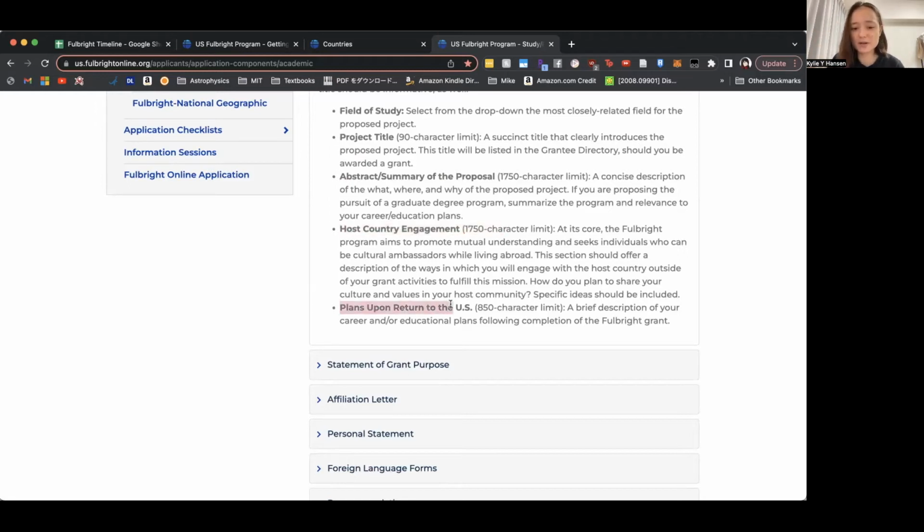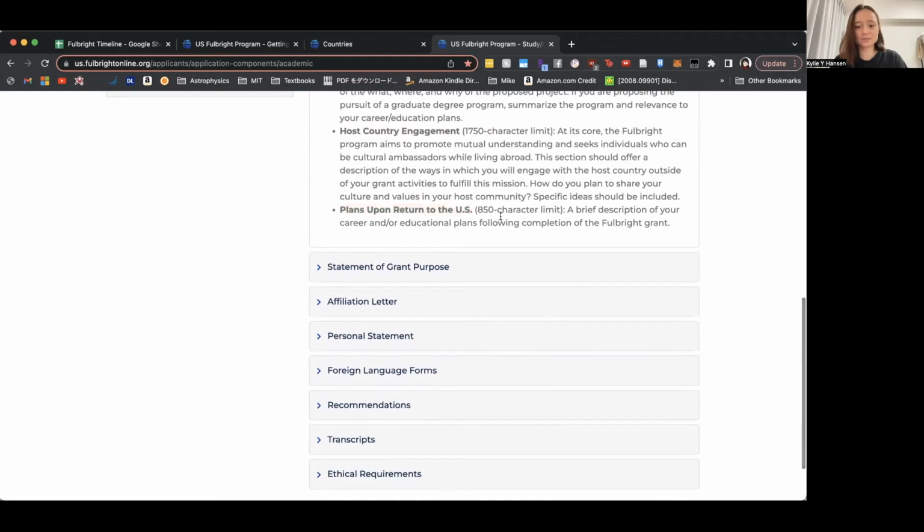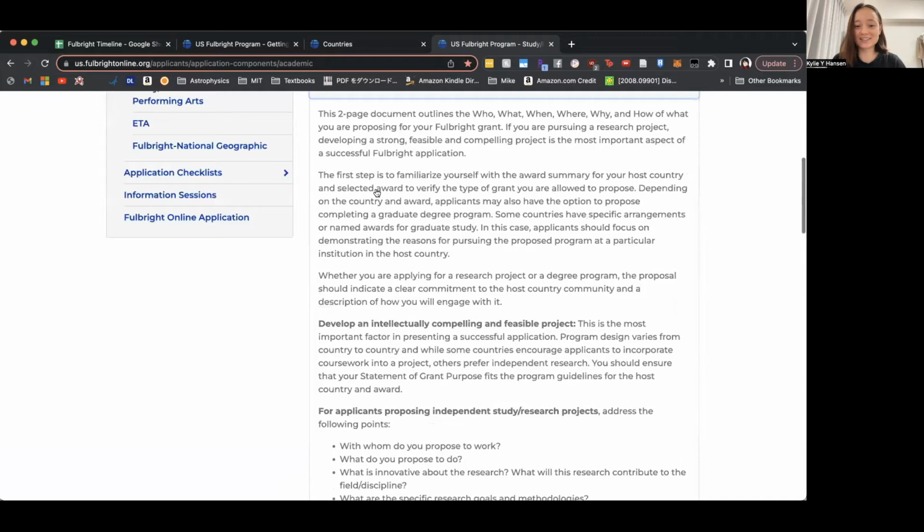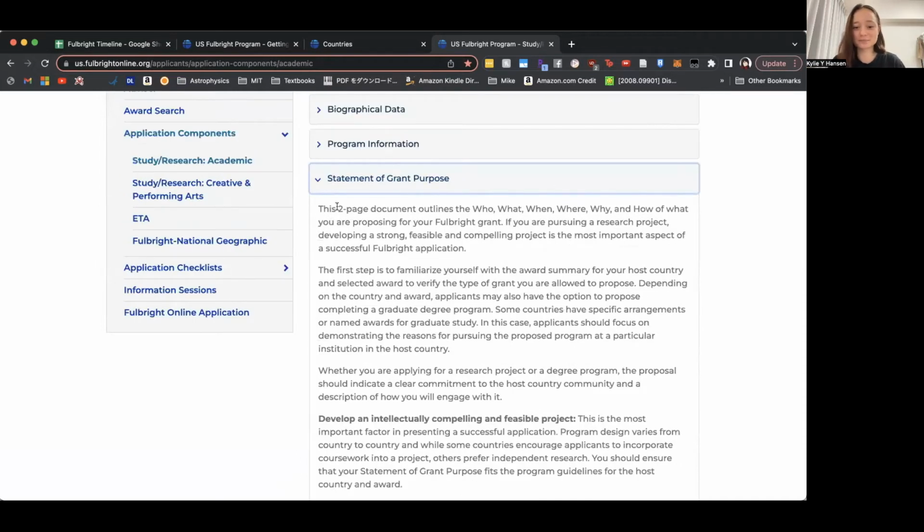Okay, and then plans upon returning to the US. I think most people here talk about going to grad school. I think that's pretty standard, but that's pretty straightforward, I'd say. All right, so next we're going to the big one. This is the big one here, which is the statement of grant purpose.